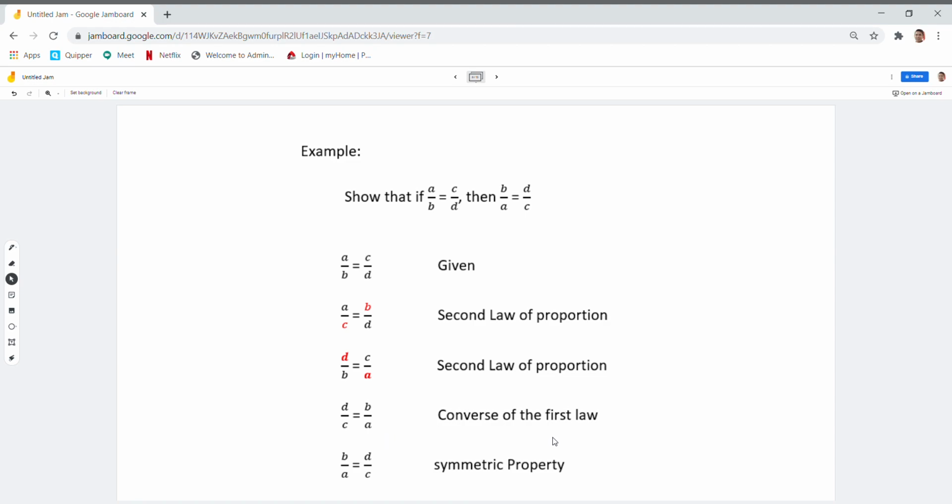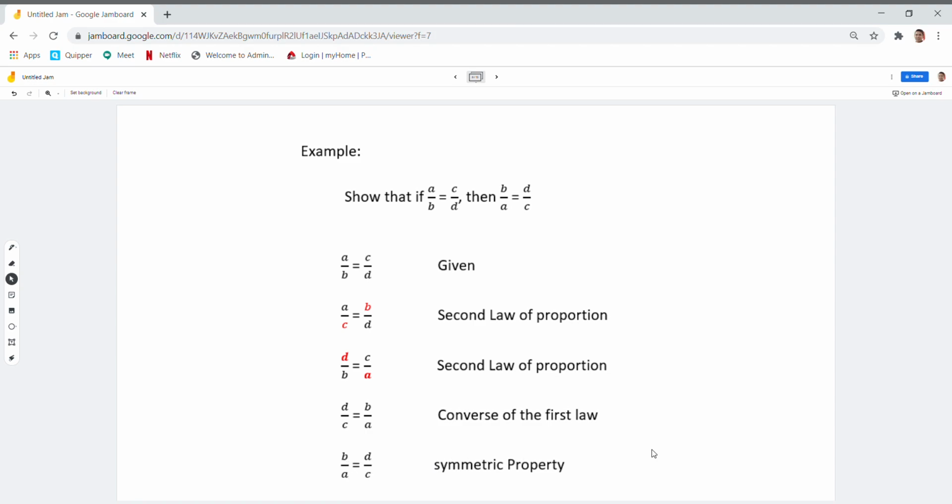What is the first law? It's the means and extremes product. That's the first law, so you can just have the converse. Then, symmetrically, you can write D over C equals B over A, or D is to C as B is to A, or B is to A as D is to C.